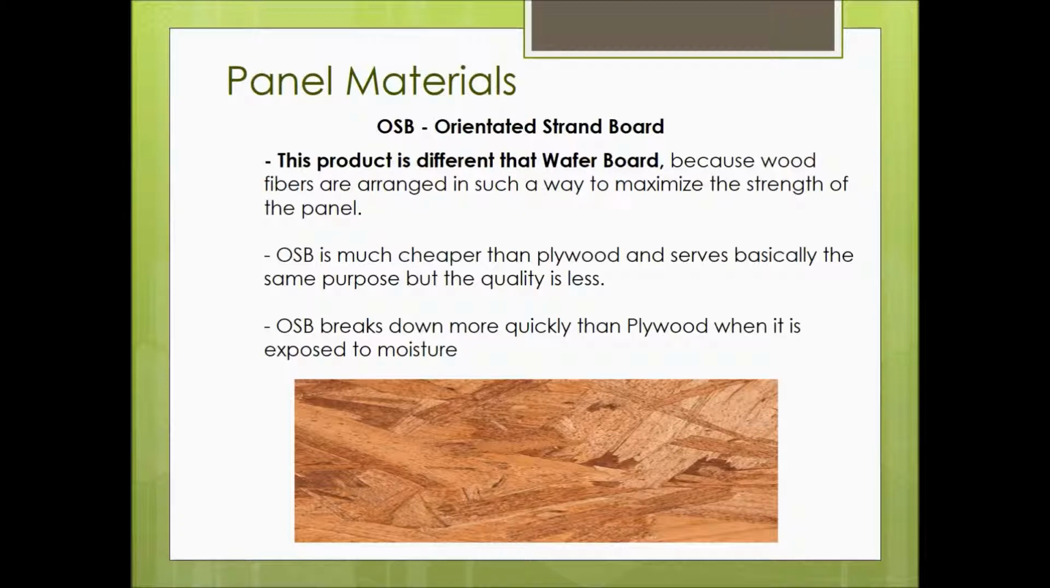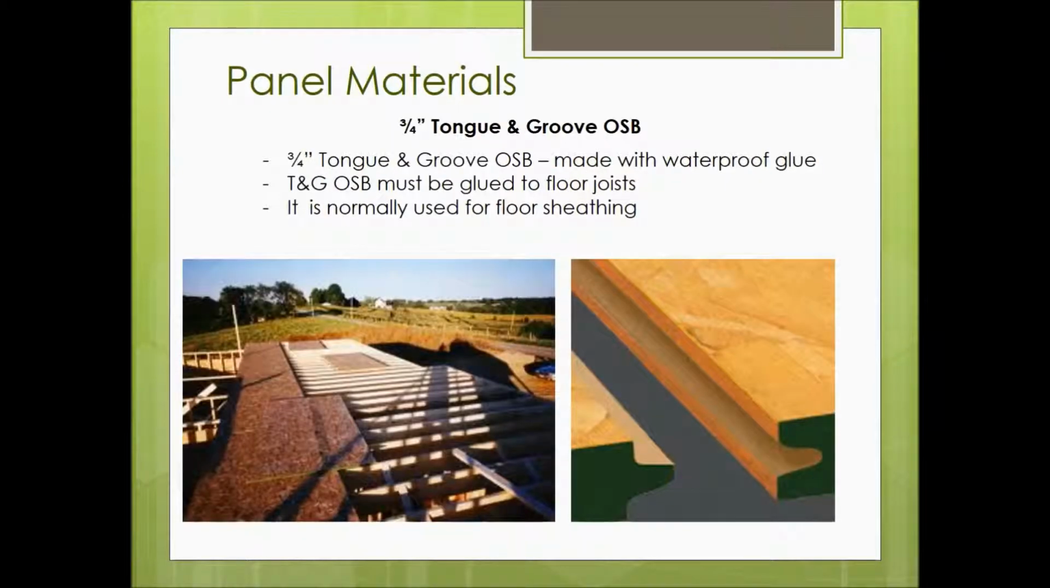That's the reason anytime you see a house going up and the guys put the OSB on the roof and then they let it get rained on, that's a bad thing. Really bad. We don't like to do that. If you're ever on a job site and you have any sort of say-so, you might want to keep the plywood roofing materials covered. Alright, there's another type of OSB that's called 3/4 tongue and groove. It's made with waterproof glue.